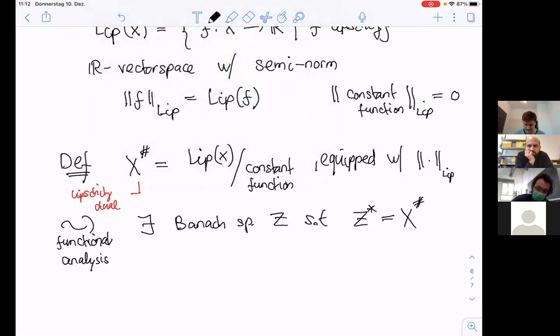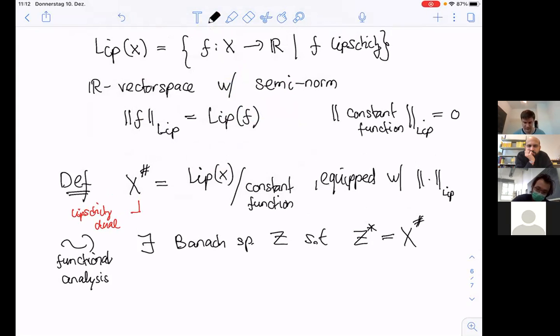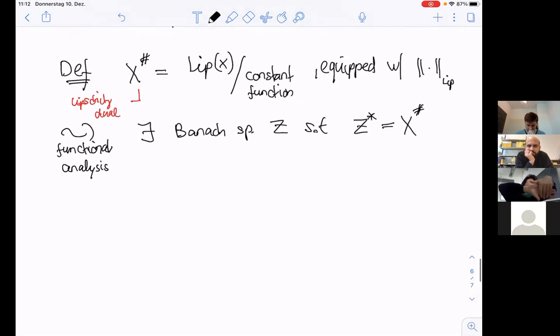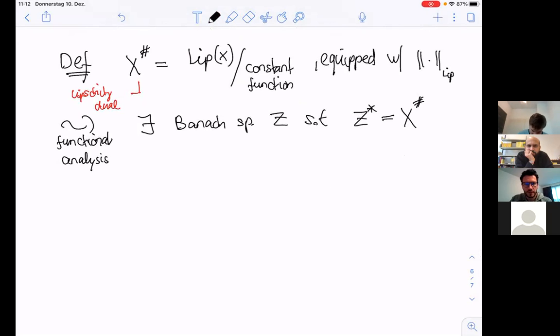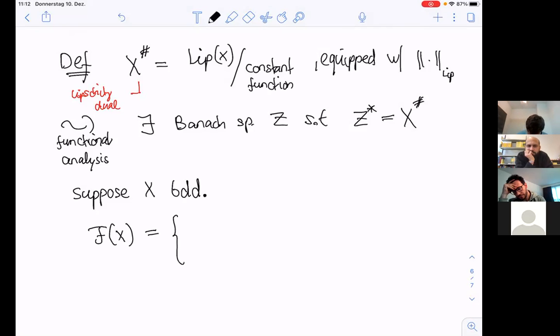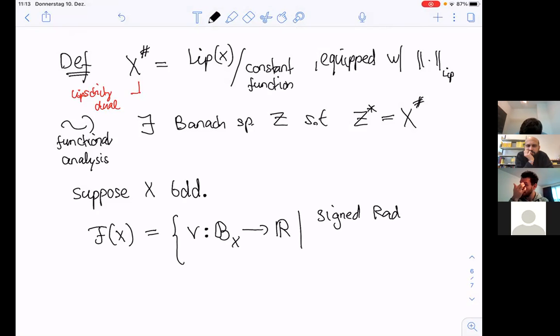But this is an abstract result, and one can do better. One can actually give a construction for C. So let me quickly do this. Suppose, just to make it easier, X is bounded. Now I can finally define it. The Lipschitz free space F(X) is the set of all signed Radon measures ν such that the total mass of X is 0. That's our space.